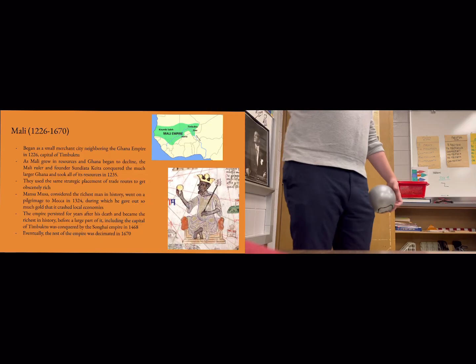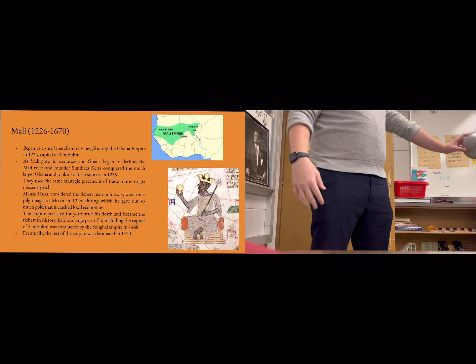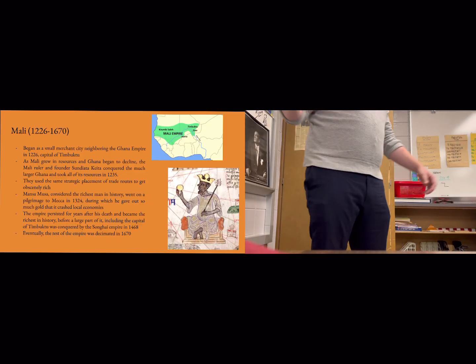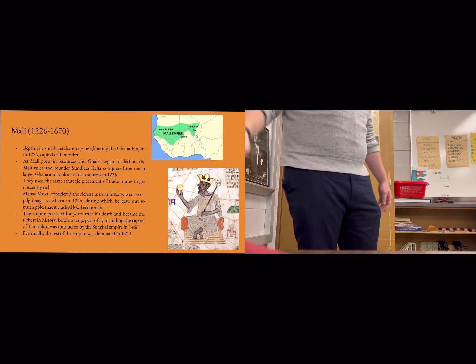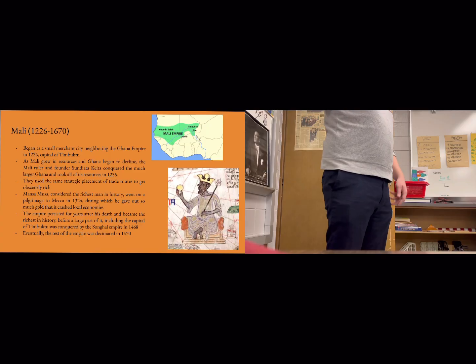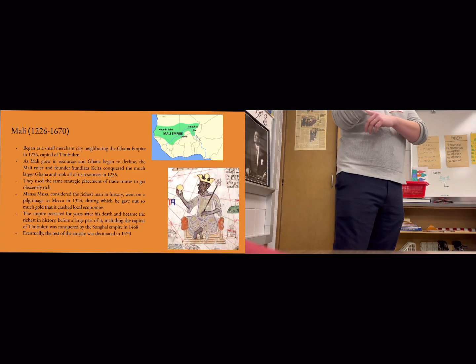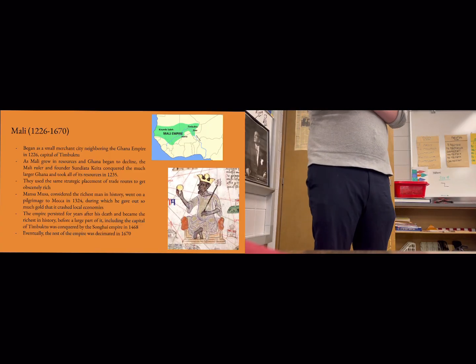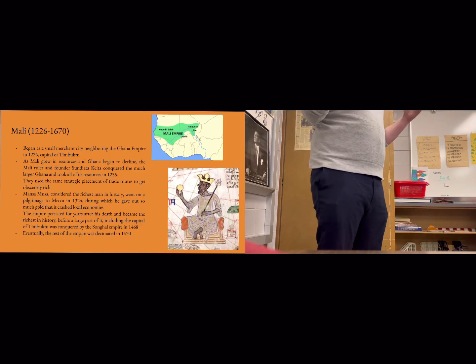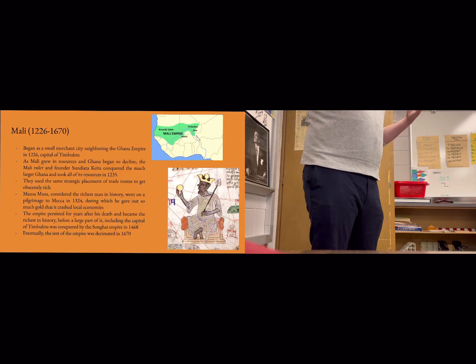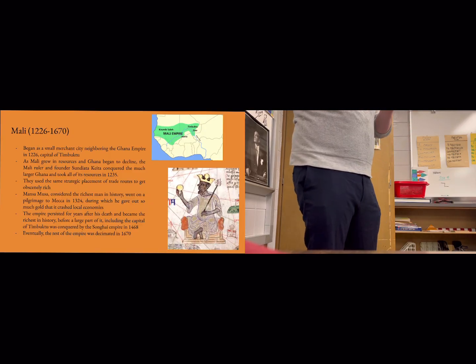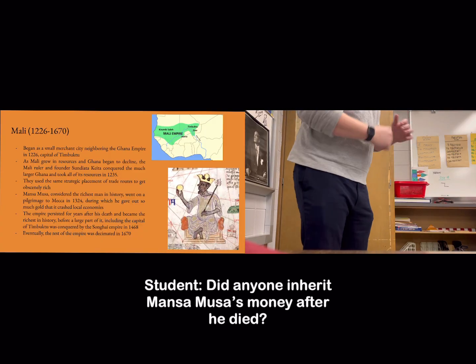Okay, after Mansa Musa dies, the empire does not end. It persisted for years after his death, and technically, it persisted all the way to 1670. But truthfully, the Songhai Empire would conquer most of it in 1468, including the capital of Timbuktu, which is where most of Mali's power was coming from. So by 1468, Mali is no longer a major player, but technically this empire will hold on in some form until 1670. Yes. Did anyone inherit his wealth?